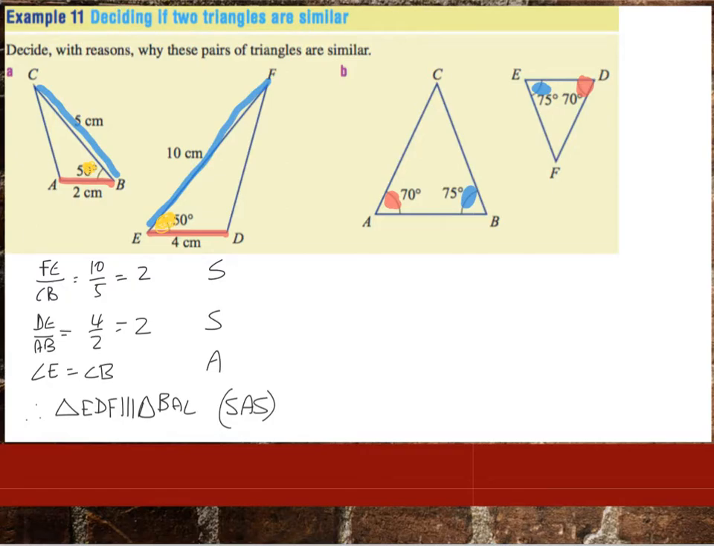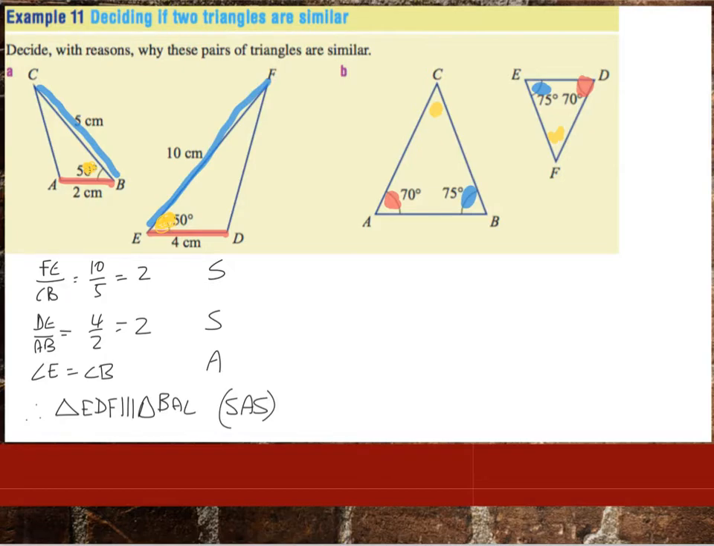And then the last one is going to be, what? Are they or are they not? Oh, if two angles are the same, the third angle must be the same. Doesn't matter what they say or what they do, because it will be 180 minus the others.